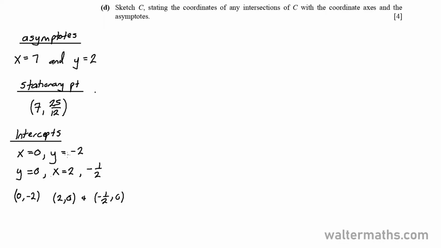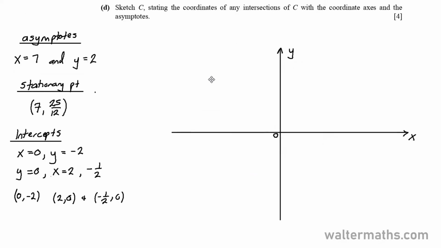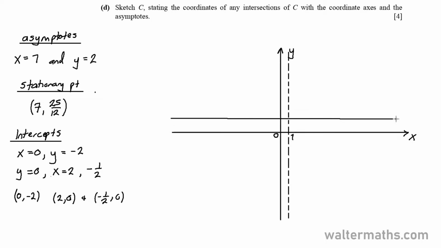So with this information, we can now make the sketch. So we start with the axes, and here I'm going to have the asymptotes. x is equal to 1 and y is equal to 2. So this is the vertical asymptote. So we have a 1 here. Then the horizontal asymptote is y is equal to 2. So here it is. And it intercepts the y-axis at minus 2.